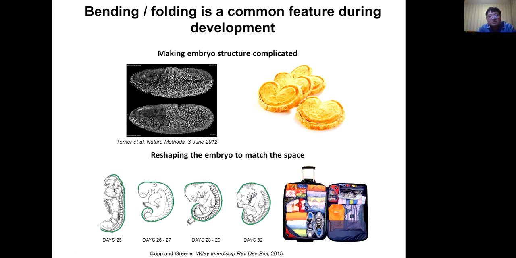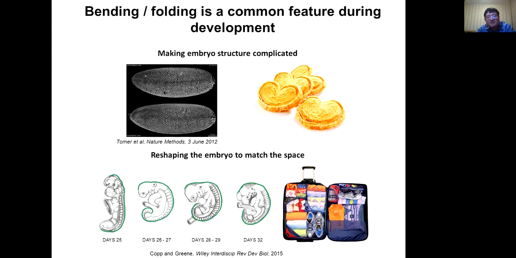This movie shows the early stage of the Drosophila embryo. And we can find that at first it's very simple, but with the bending and folding of germband formation, it becomes more complicated. This process is very similar to making pastry. At first, it's only a single layer of flour and oil, but with bending and folding repeated, we can get those complicated multi-layer structures.